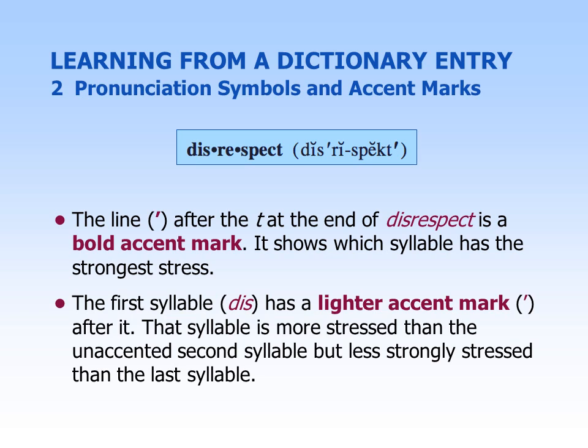The first syllable has a lighter accent mark. It's kind of hard to see. The one after the T is bigger and longer and bolder. The one after dis is a little bit shorter, lighter, and skinnier. So that particular one shows the syllable is more stressed than the unaccented second syllable, but less strongly stressed than the last syllable.